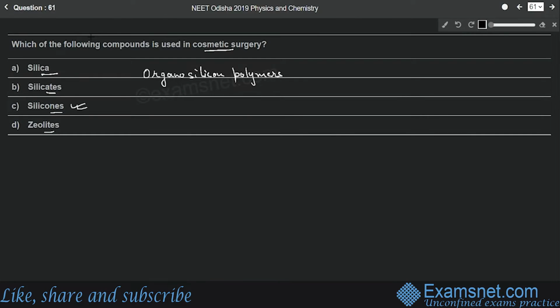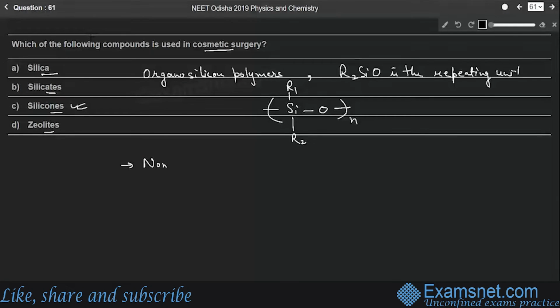What is the repeating unit here? R2SiO is the repeating unit. That means silicon is there, oxygen is there, two alkyl groups are there, R1 and R2, and then this will be repeating. Now, what are the characteristics of silicones? There are several characteristics. One of them is non-polar nature. These are non-polar in nature and therefore these work as water repellent.